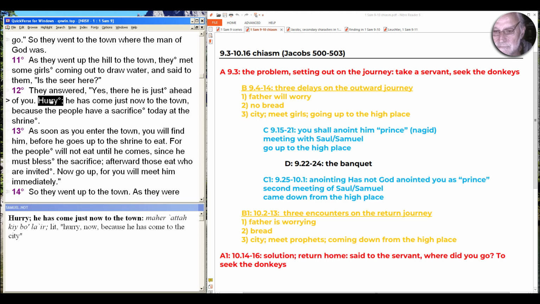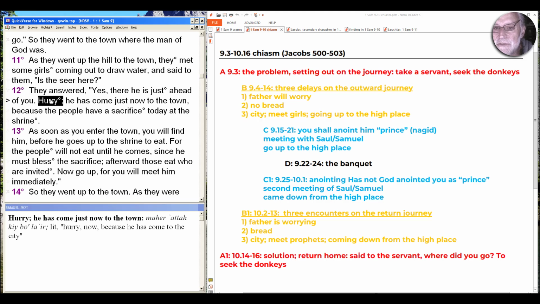So again, the sense of urgency with the hurry, literally hurry now because he has come to the city. And why the girls think he needs to hurry, other than the fact that the people have come for the sacrifice, and so he may be heading up to the bama, the high place, to offer the sacrifice. So if he wants to meet him before that, he'd better rush. So the girls know all about what's going on, just as the servant boy knew that the seer was in this town. And so it's the second time that Saul is being led by people who ought to be understood as lower status than him by the conventions of the time.